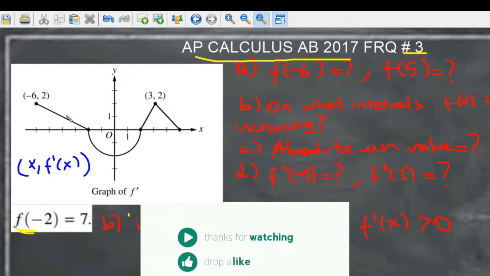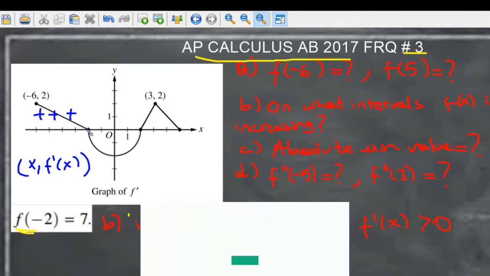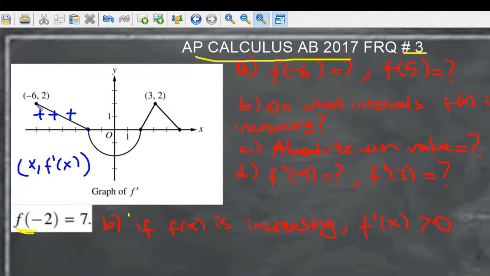So the f prime x values are positive right here until negative 2. So between negative 6 and negative 2, f prime x values are positive. So that's the first interval: negative 6 comma negative 2.